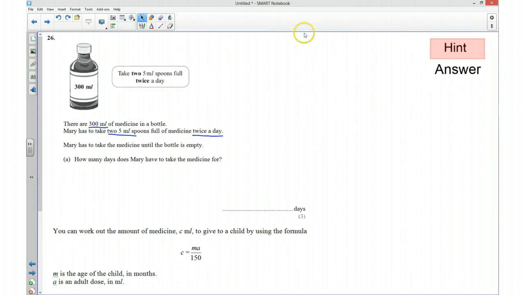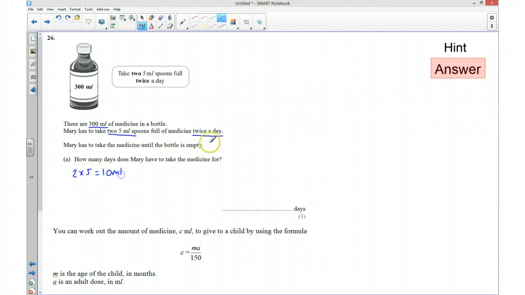Okay, I'm now going to go over the answers to this question. So first of all, Mary has to take 2 5ml spoonfuls of medicine, so that's 2 times 5, which is 10 milliliters of medicine twice a day. So we need to do 10 milliliters twice a day, so we've got 10 times 2, which gives us 20 milliliters. So she takes 20 milliliters per day.